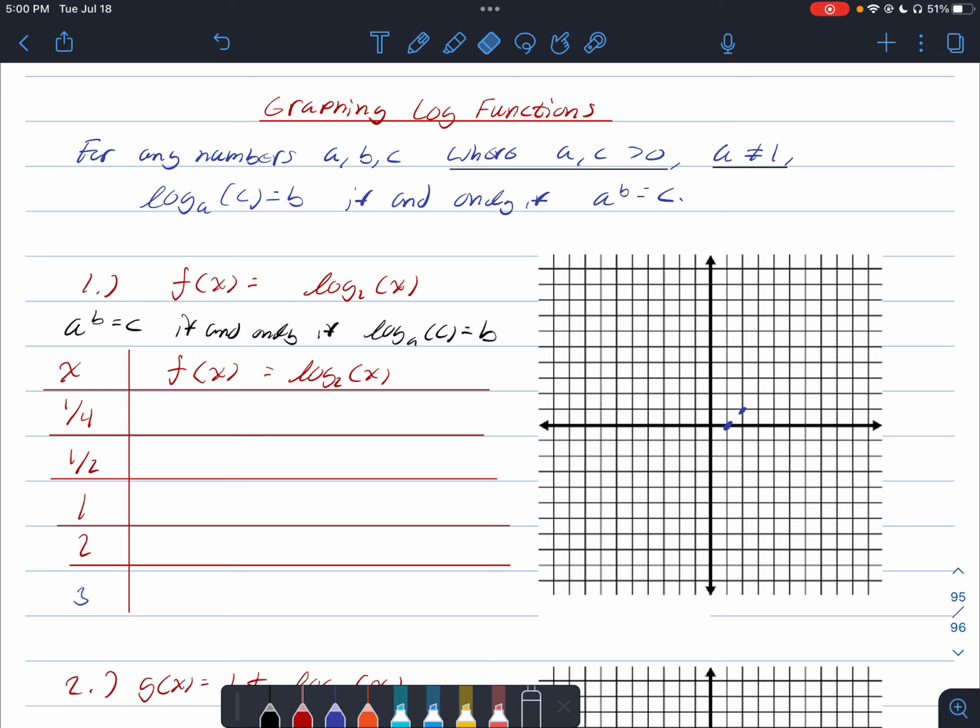For any numbers a, b, and c, where a and c are greater than 0, and a is not equal to 1, then we have log base a of c is equal to b if and only if a to the b is equal to c. And I forgot to include the part where a and c are greater than 0, or they're both positive, and a cannot be equal to 1. Okay, those are two very important parts of our definition for log functions.